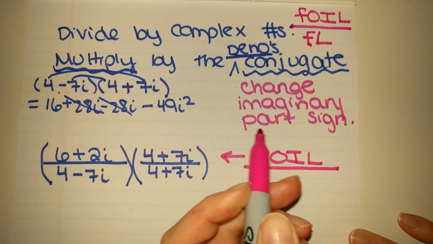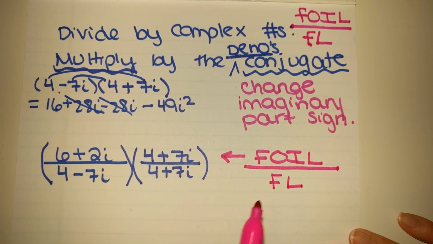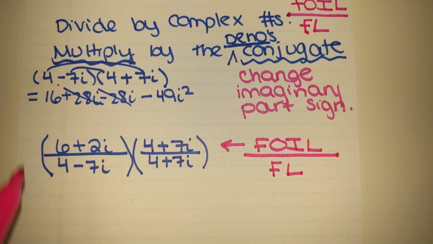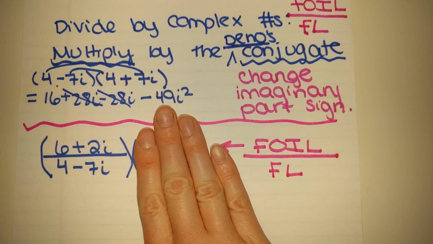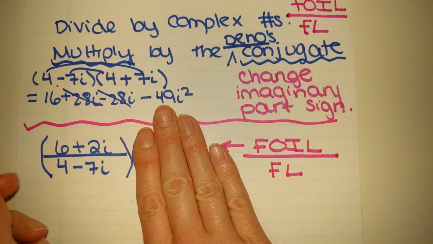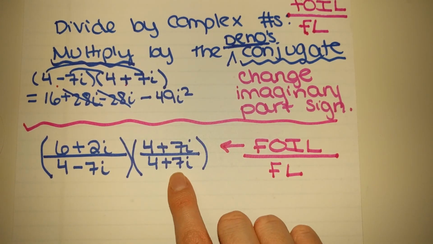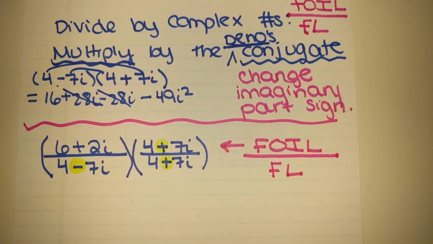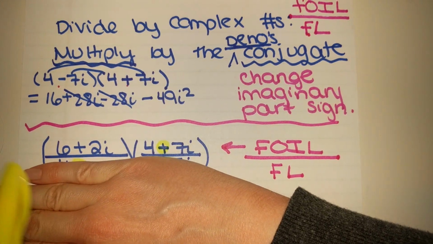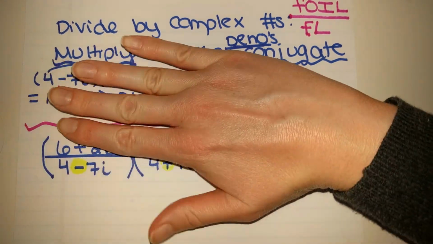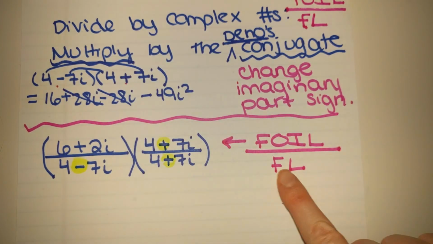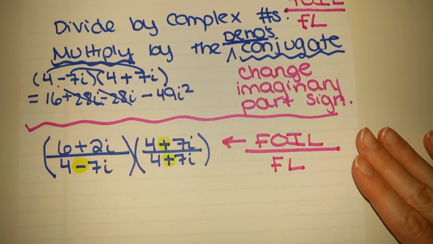So when you multiply by the conjugate here, you will have to FOIL out that whole numerator. But in the denominator, you can save yourself some time and effort by just doing the first 2 and the last 2. All right, so from start to finish here, we started with a division of 2 complex numbers. Our first step was to multiply by the conjugate of the denominator. So we changed this minus to a plus, and then now we are left with in the numerator a problem that we're going to have to FOIL out. And in the denominator, we are left with a conjugate times a conjugate, which will just be a first and a last.